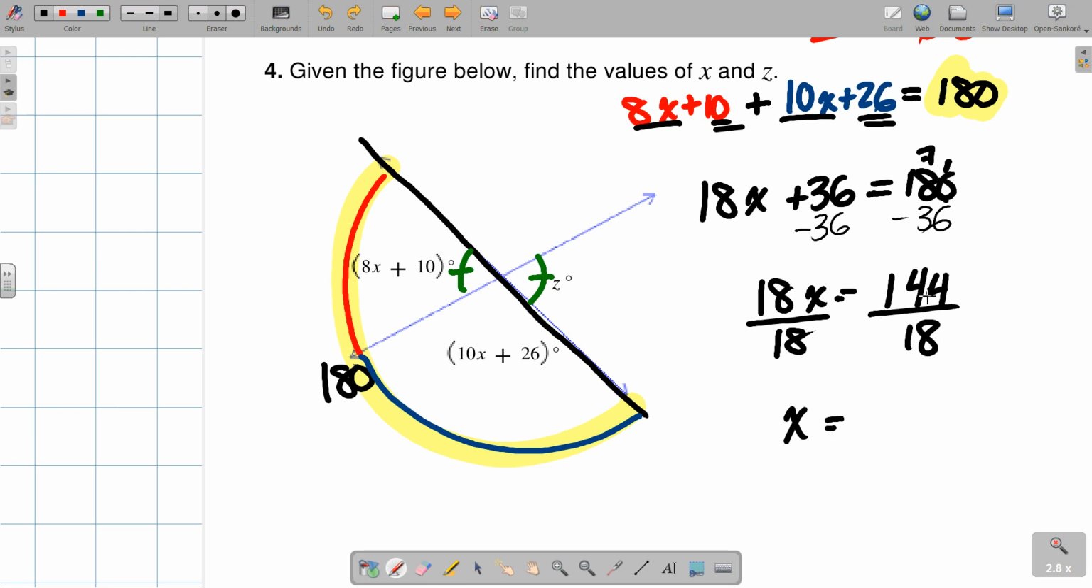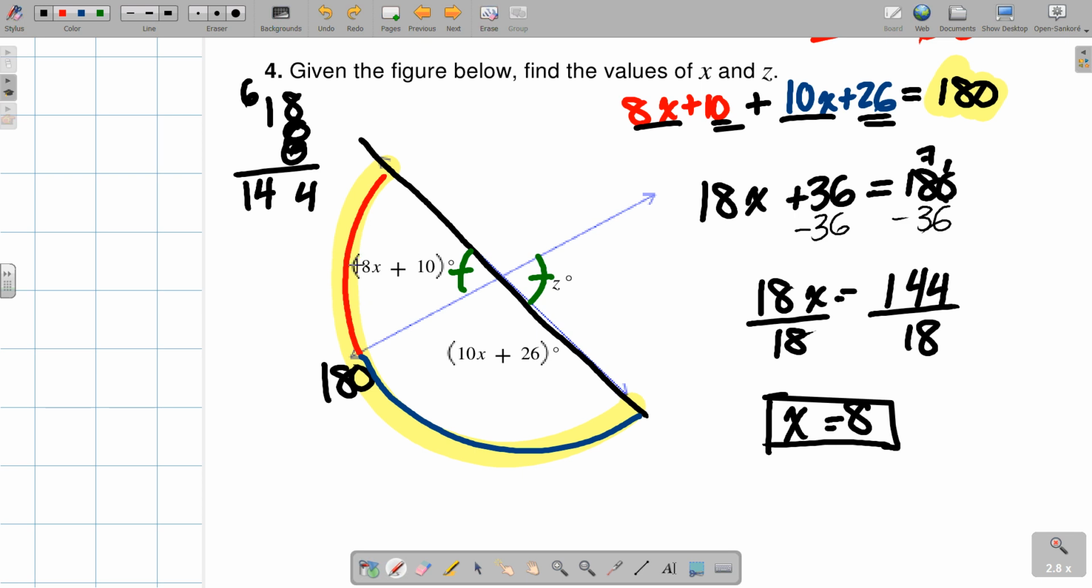Okay, so 18 goes into 144. Let's check to see what that might be. Let's try 8. 8 times 8 is 64. And so I see that that's going to be 8. Now take that 8 and let's plug it in.